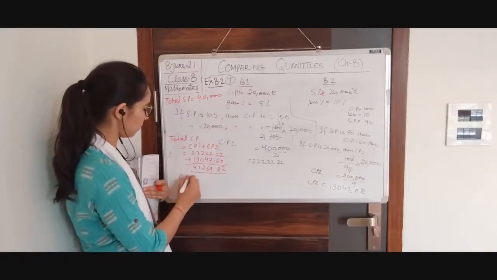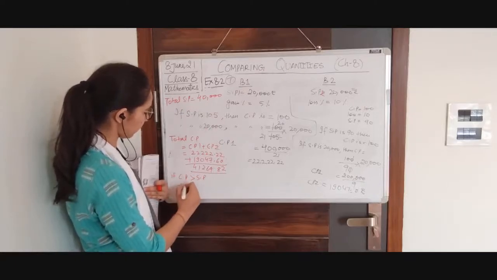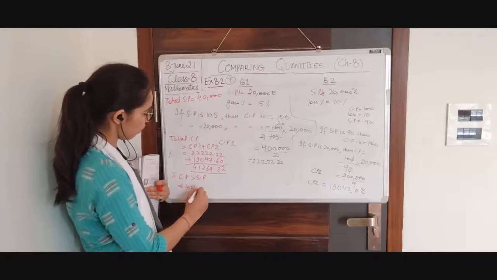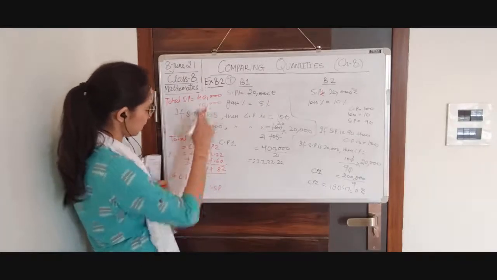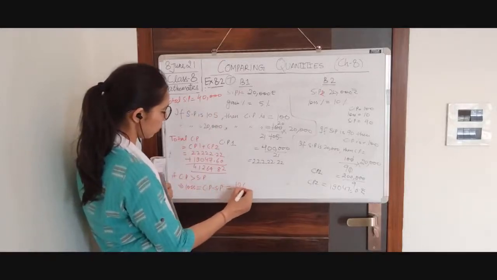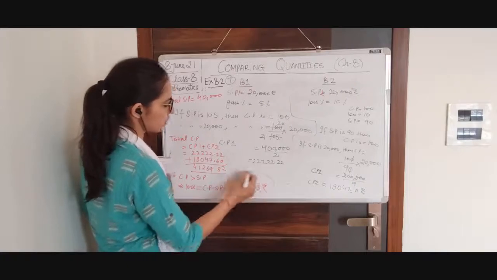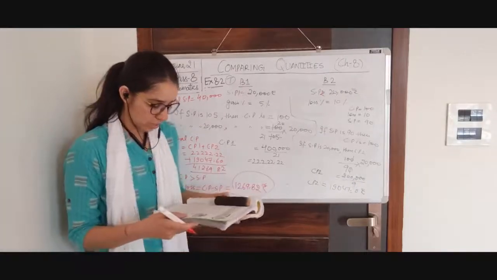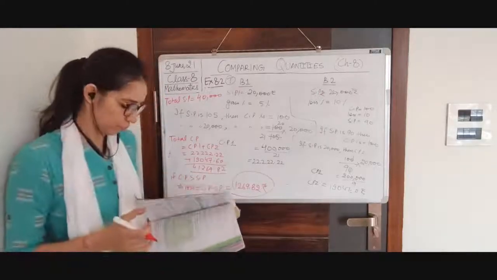It means CP is greater than SP. If this is so, then what will you have? Loss, and loss will be equal to CP minus SP. You will subtract this minus this. It will be 1269.82 rupees, and this is your answer. You have to find your overall gain and loss. You had a loss of this much rupees.